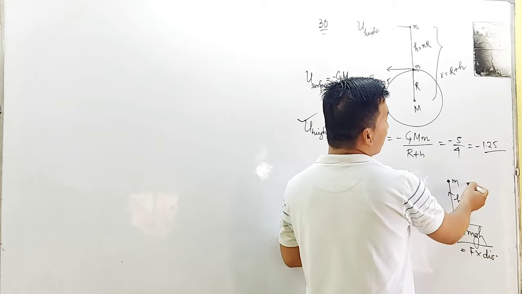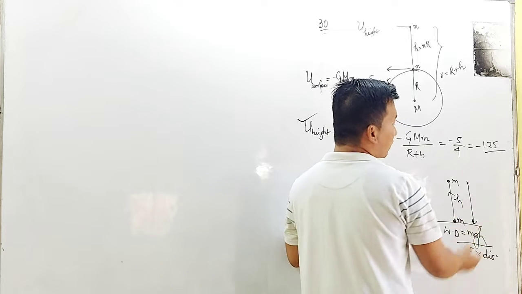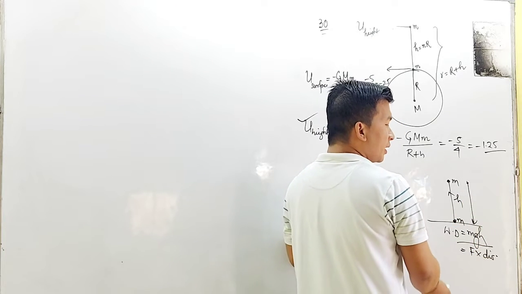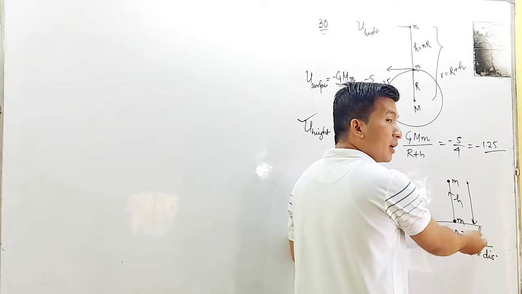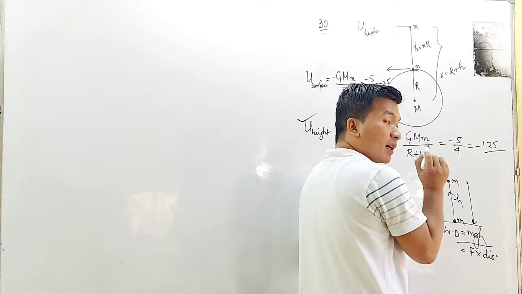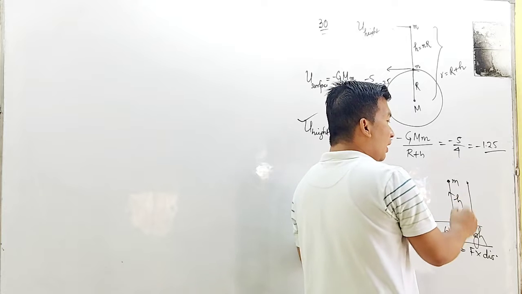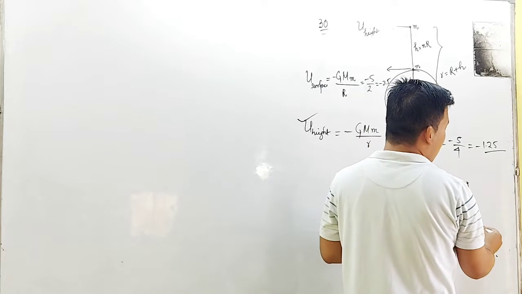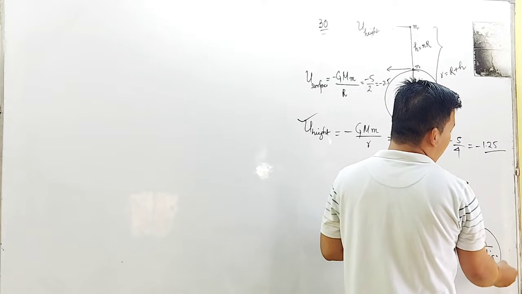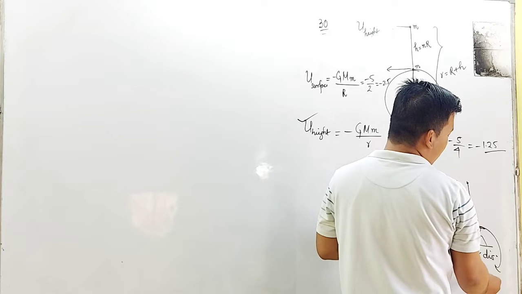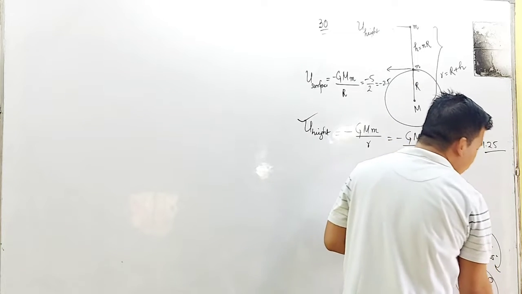And what about taking it down? Taking it down, the work done will still be mgh, in terms of gravitational potential. What is the potential energy at this point? The potential energy at this point is 0.